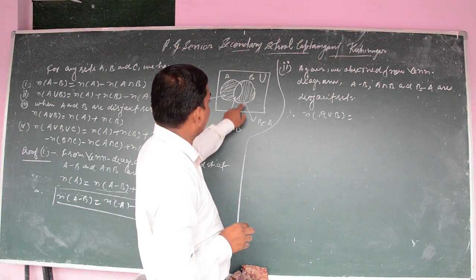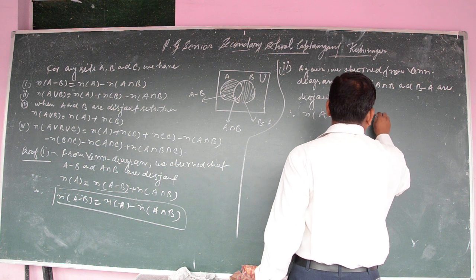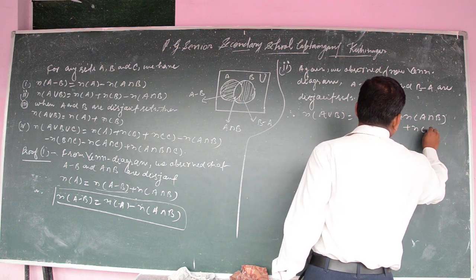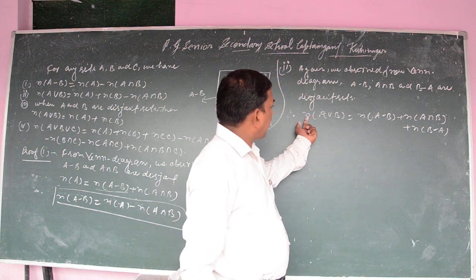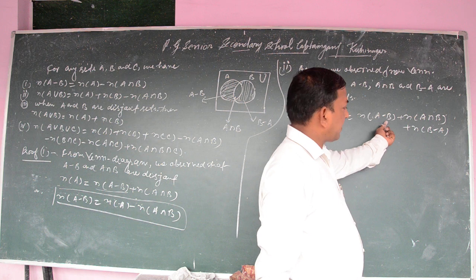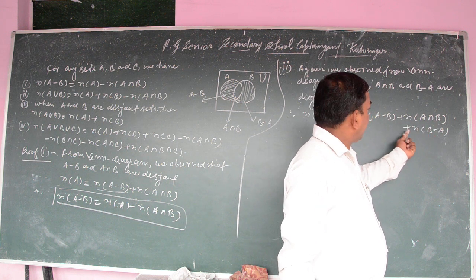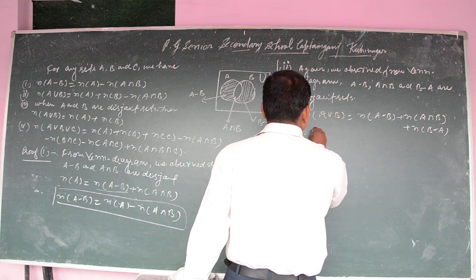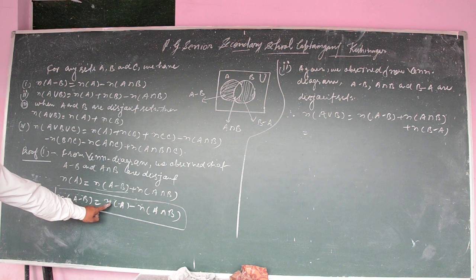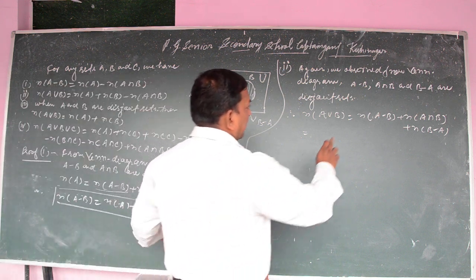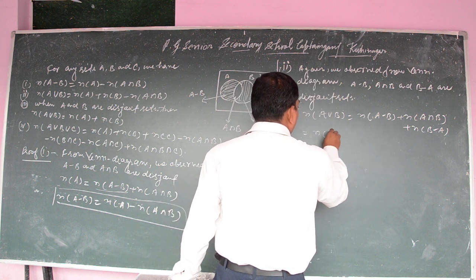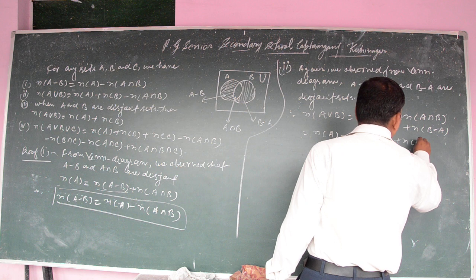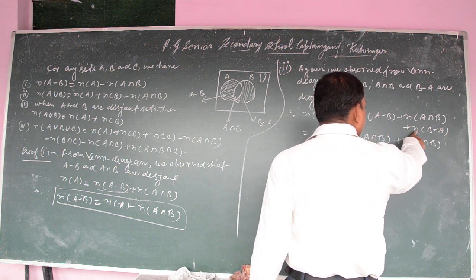is A difference B plus A intersection B plus B difference A. That is, cardinal number of A union B equals cardinal number of A difference B plus cardinal number of A intersection B plus cardinal number of B difference A. Now, using the first formula, cardinal number of A difference B equals cardinal number of A minus cardinal number of A intersection B. In place of cardinal number of A difference B, we write cardinal number of A minus cardinal number of A intersection B, plus cardinal number of A intersection B, similarly plus cardinal number of B difference A.